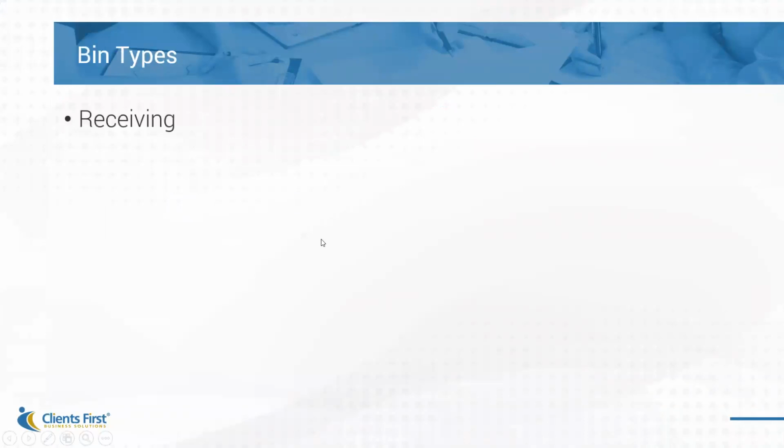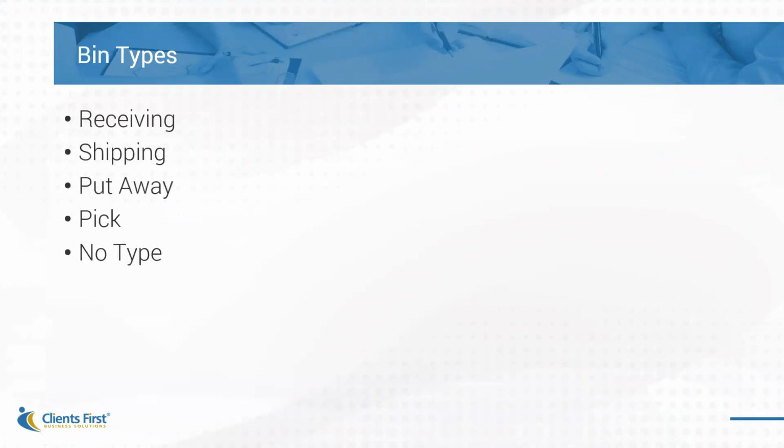The bin types that we can have are receiving, where I can put product when I receive it in, before I put it away. Shipping is the bin type that I can ship from, and it's where I bring things when I pick. I pick from a pick or put away location, and then I bring it and put it into a shipping location so that I can then process the shipment. It's basically bringing it to your shipping area or your shipping station or shipping line. Then there's put away, pick, and then there's no type, which can be used for a variety of choices.